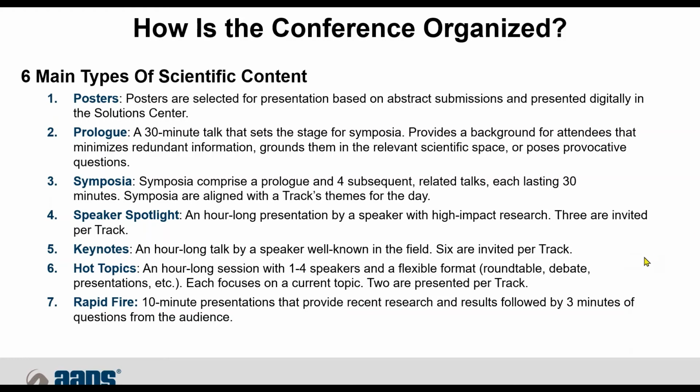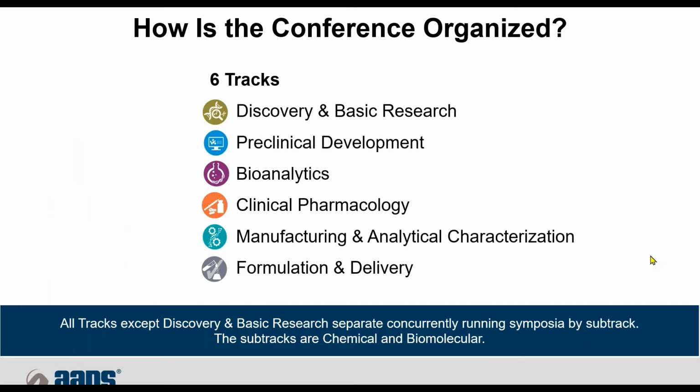Okay, so I've mentioned tracks, and hopefully you've seen this before and are familiar with the 6 tracks that have been selected over the last few years for PharmSci 360. They are the Discovery and Basic Research track, the Preclinical Development track, Bioanalytics, Clinical Pharmacology, Manufacturing and Analytical Characterization, Formulation and Delivery. So those 6 tracks are key to the way the conference is organized, and you'll see this threaded through the slides that are coming up.